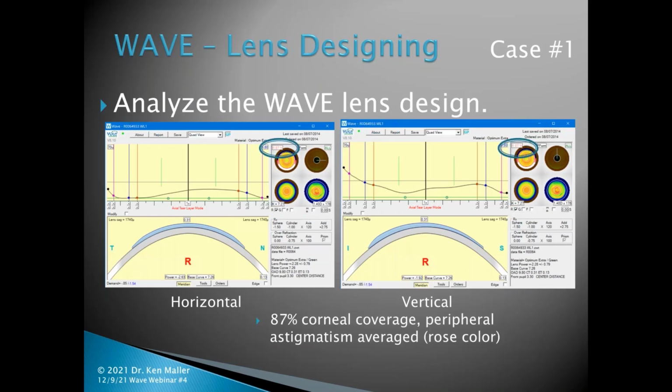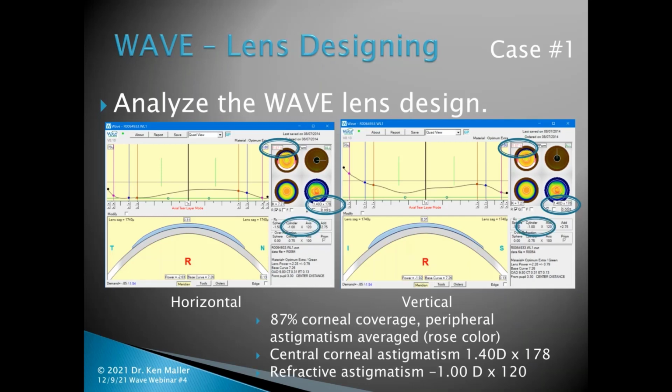Okay, so we move along. We notice in the upper left of the quad display there, 87% of the cornea was covered by the scan, and it's in a rose color. And we remember that that means that when I brought the data in, I averaged the astigmatism. Central astigmatism on the cornea is shown at 1.40 diopters at axis 178, and that's right there on the bottom right of the quad display. Yet the refractive astigmatism was -1 diopter at axis 120. So we really do have a mismatch of the corneal cylinder versus the refractive cylinder.